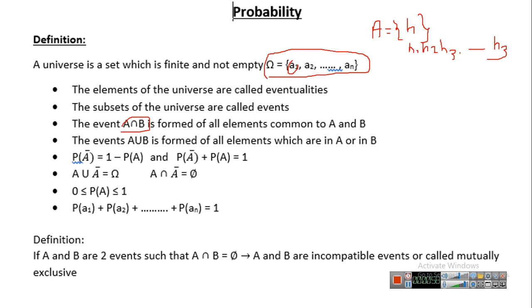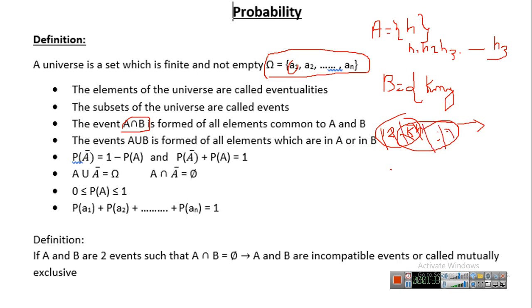A intersecting B is formed of all elements common to A and B. Suppose A is the set of hearts, which is 13 cards, and B is the set of kings. We have four kings. What's common between A and B? The king of hearts, KH. Here the kings, we have three other kings, and here the 12 other cards. So A intersecting B is the king of hearts, and the union will be everything in A and B, that is, either in A or in B.